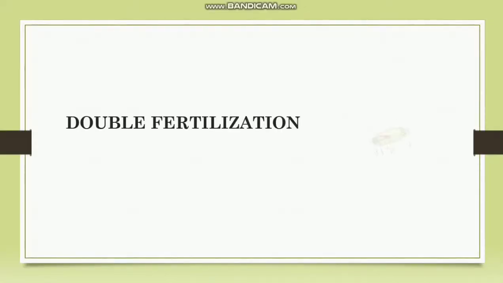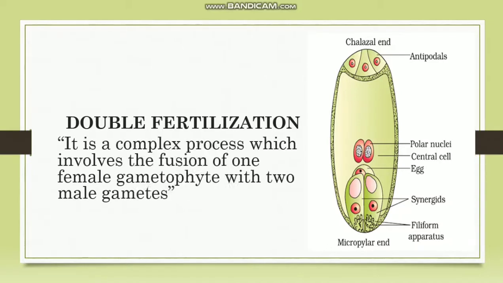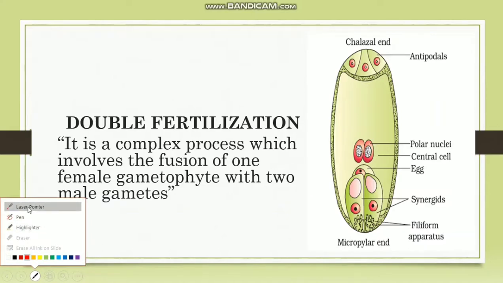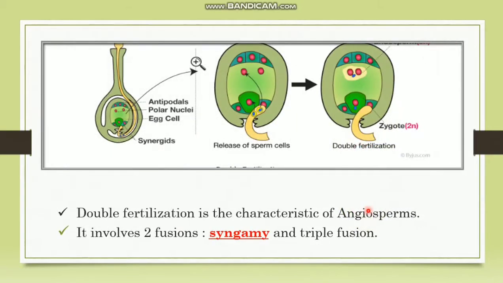Now the next topic is double fertilization. This is the picture of the embryo sac which is formed inside the megasporangium, that is the ovule. The embryo sac is also known as the female gametophyte. Double fertilization is a complex process which involves fusion of one female gametophyte, that is one embryo sac, with two male gametes. This double fertilization is the characteristic of angiosperms. It involves two fusions, one is syngamy and the second one is triple fusion.